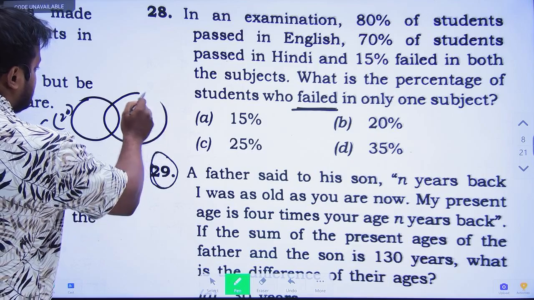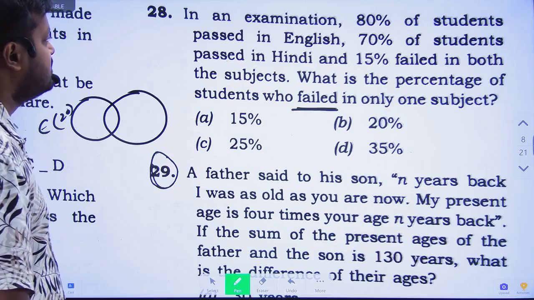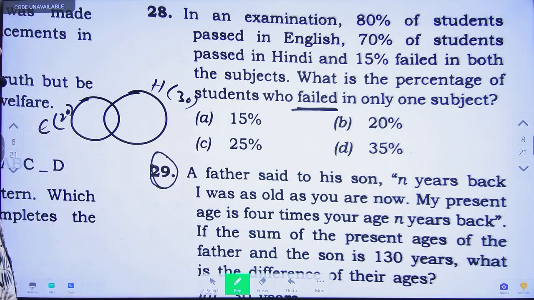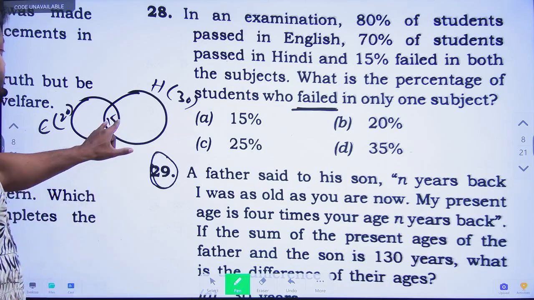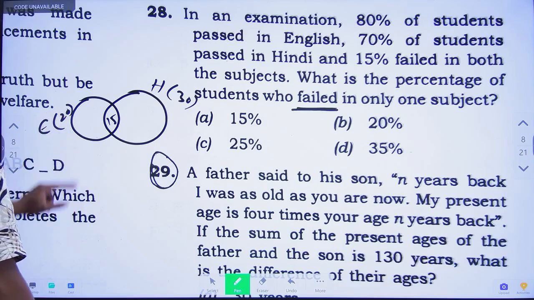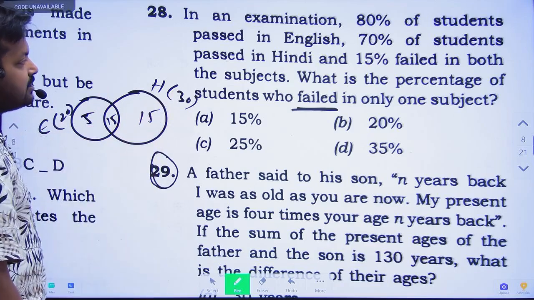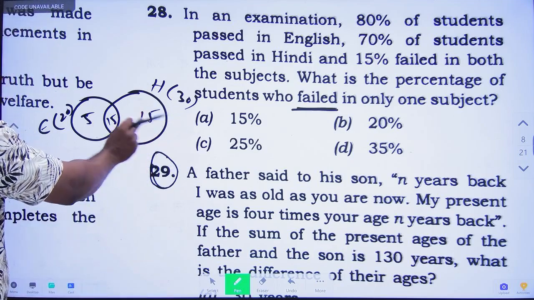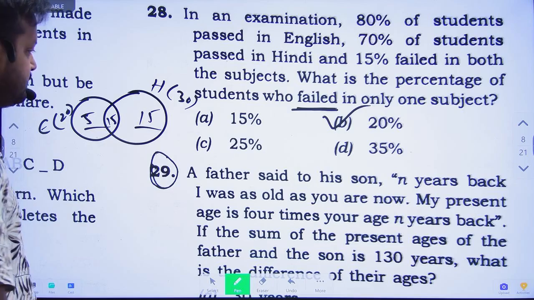We are drawing the Venn diagram of fail. Hindi passed 70%, so 30% failed. So Hindi 30. 15% failed in both subjects, so the common region is 15. If this is 15 and the total circle of English is 20, this has to be 5. Now if this is 15, total circle is 30, so this is 15. The percentage who failed in only one subject means either only Hindi or only English. So 15 plus 5, which is 20. Option B is correct.